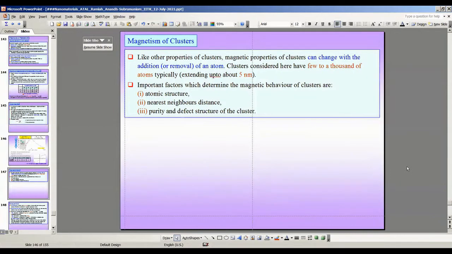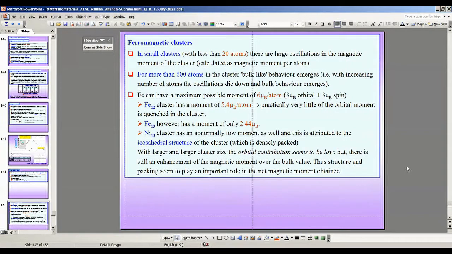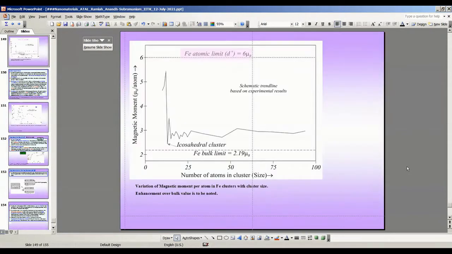Now, people have produced clusters of iron atoms, and you find that the magnetic moment oscillates wildly in these small clusters. You may have, say, 12 atoms with a magnetic moment which is very large, and at 13 atoms, the icosahedral cluster, suddenly the magnetic moment falls down. The iron bulk limit is 2.19, about 2.2 Bohr magnetons. Why does iron have such a strange non-integral number of magnetic moments? That depends on the band structure and the way the upspin and downspin bands are filled.